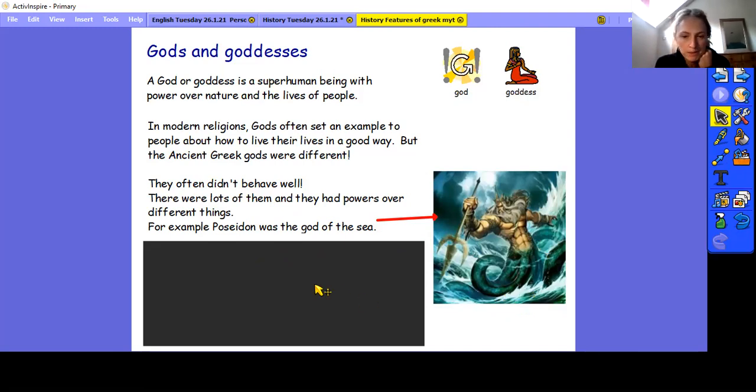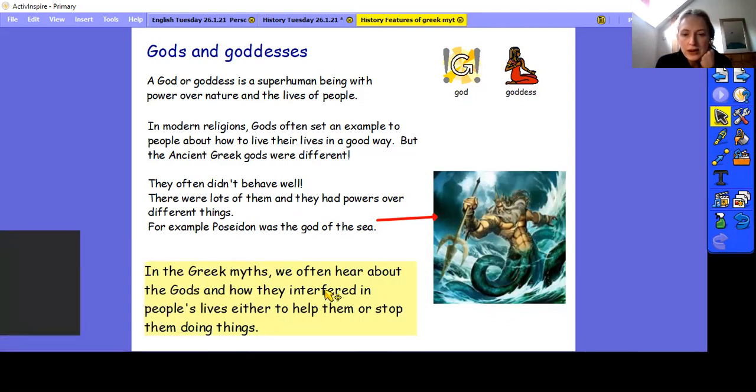So in the Greek myths, we often hear about the gods and how they interfere in people's lives, either to help them because they were on that person's side, or to stop them from doing things. So the gods and goddesses played a key part in the stories that the Greeks told.